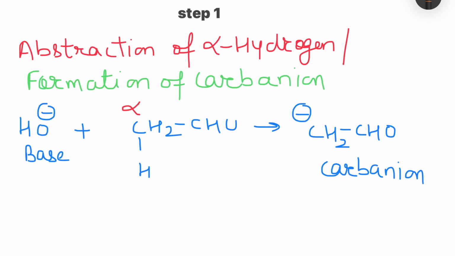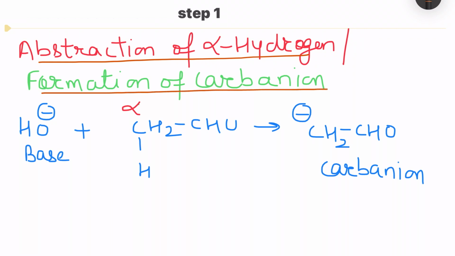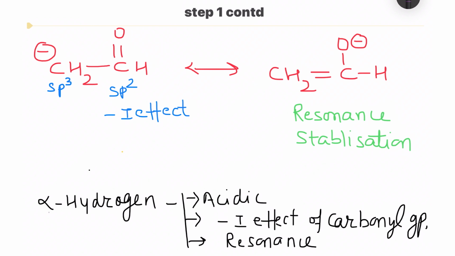Hello everyone. Today we will discuss the mechanism of aldol condensation reaction. The first step of the mechanism is abstraction of alpha hydrogen, or formation of carbanion. OH minus, the hydroxide ion, acts as a base and abstracts alpha hydrogen from acetaldehyde, which results in the formation of carbanion. Alpha hydrogens are acidic in nature because of the minus I effect of the carbonyl group and get resonance stabilized.